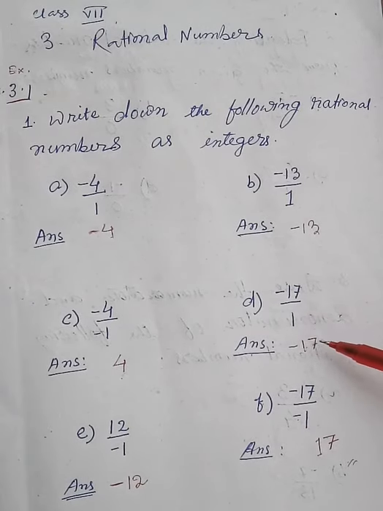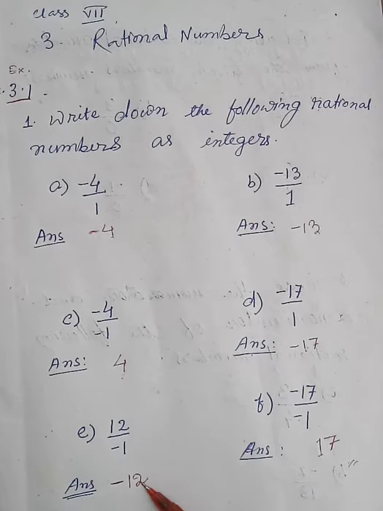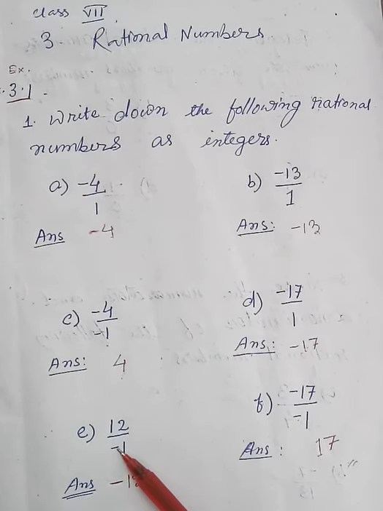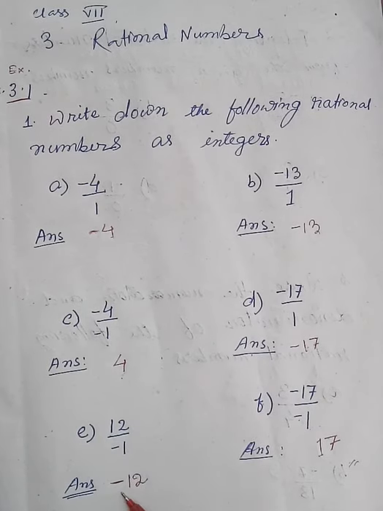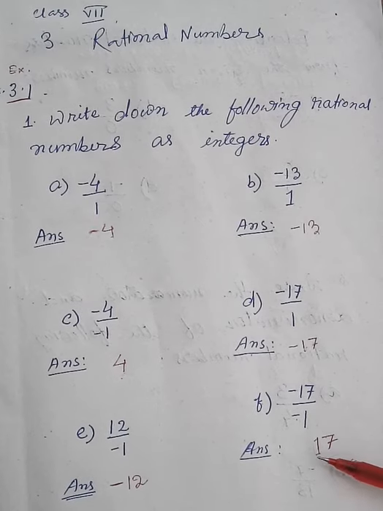Minus 17 by 1, directly write minus 17. And 12 by minus 1, you need not show the 1, you show only the 12. But since it is negative, this minus must be shown here. And minus 17 by minus 1, so 1 need not be shown, only the 17. But remember, there is minus on the numerator as well as the denominator, so minus minus is plus, so it will be plus 17. That means positive 17, plus need not be shown.